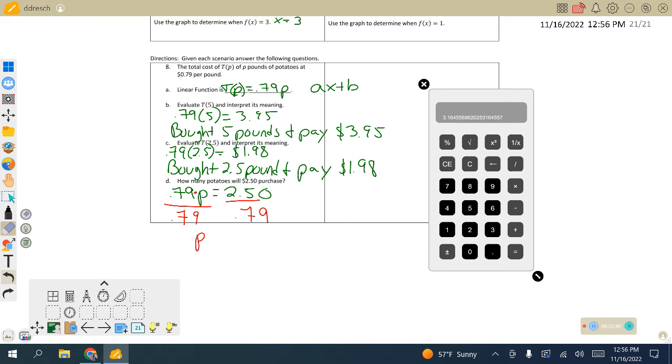Because we all learned that. But because this one has context, 3.1 pounds of potatoes is all that we can afford. Okay, so how much do we need to purchase, or how much can we purchase? 3.1 pounds. Was it 3? No, was it 3.1? Yeah. Okay, 3.1 pounds.